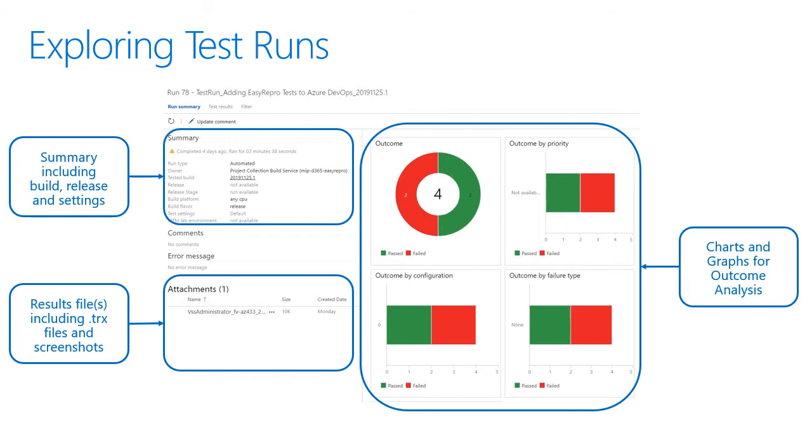In the bottom left, you'll see any attachments. This will typically include the TRX file, and then if you're taking any screenshots of any automated testing, that will show up there as well.